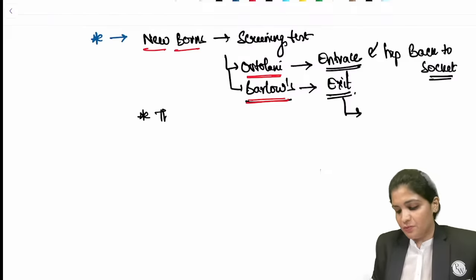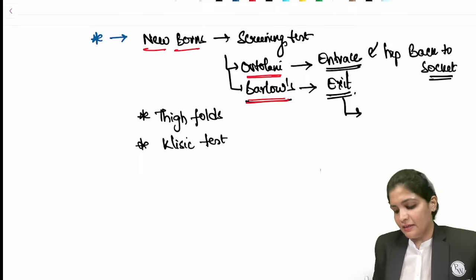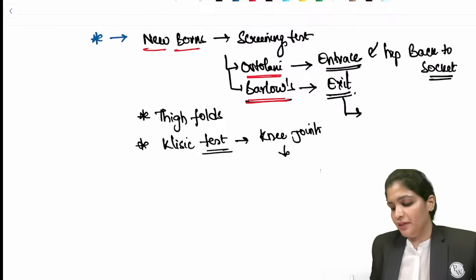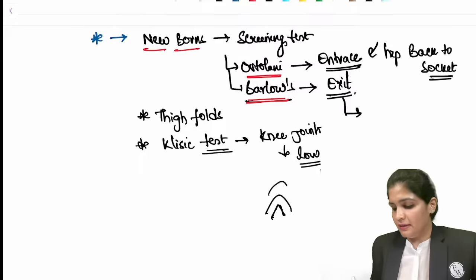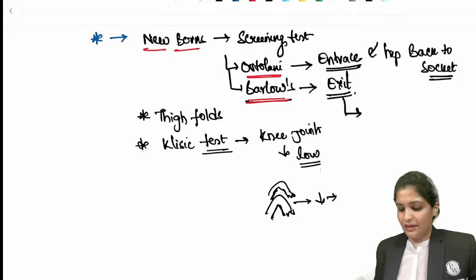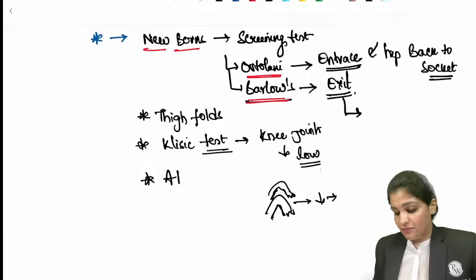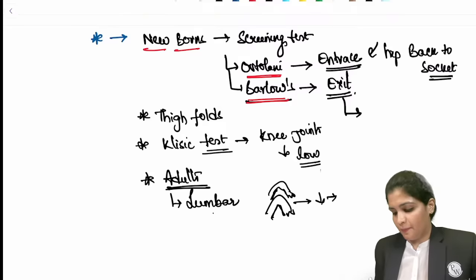Now the thigh folds which are present become prominent. And then there is Klisic test. What is this Klisic test? If you examine both the knee joints in flexed position, whichever is affected will be low. So this is your Klisic test. And in case of adults, they will present with lumbar lordosis. So this is about your DDH.